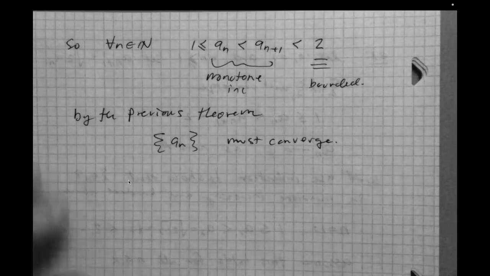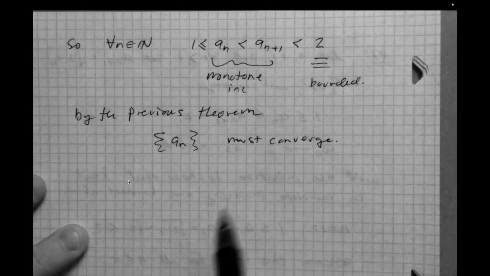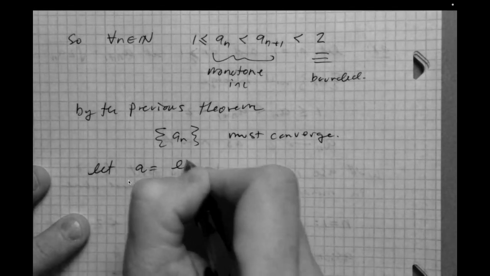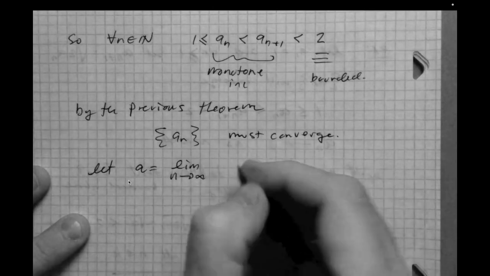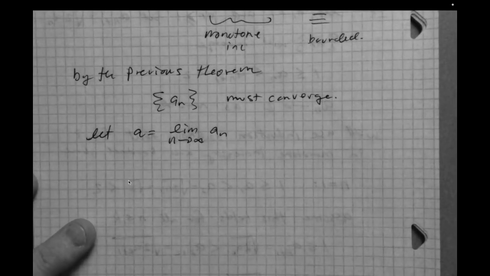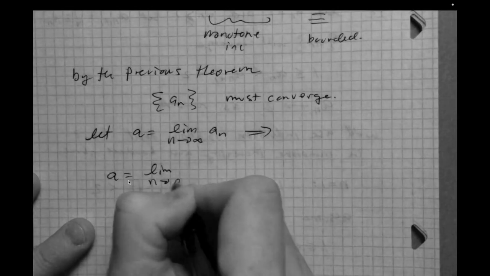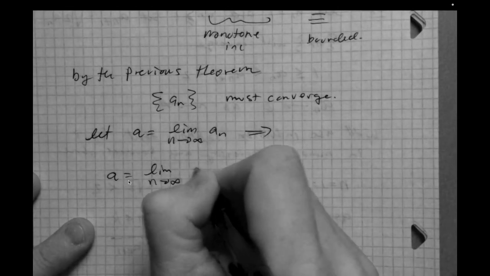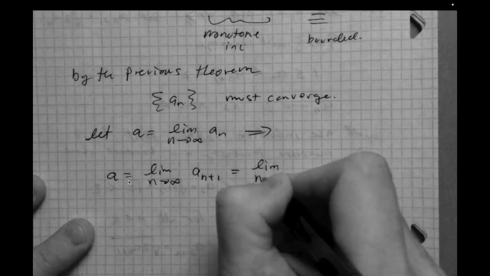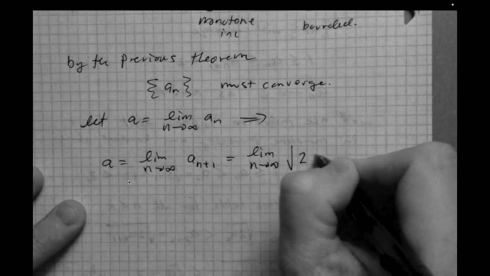All right, so then what is the limit here? Actually, we can figure out what the limit is. We can show that the limit is 2 pretty easily. Let a equal the limit as n approaches infinity of a sub n. If that's the case, then a is equal to the limit as n approaches infinity of a sub n plus 1, which we would say is equal to the limit as n approaches infinity of the square root of 2 times a sub n.